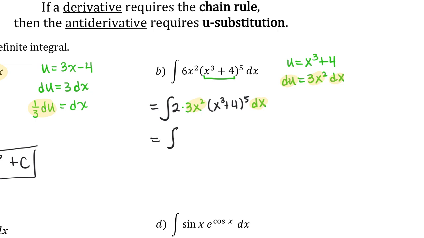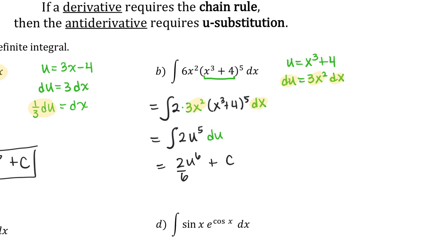Okay, so the 2 is going to stay there. Instead of x cubed plus 4 to the 5th, I'm going to make that u to the 5th. And then the 3x squared dx is going to get changed to du. Okay, now I know how to take the integral of this, so I'm going to go ahead and do that. Okay, so what is this? This is 2 u to the 6th over 6 plus c.